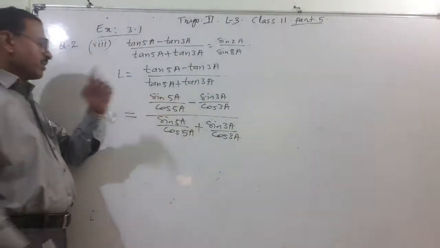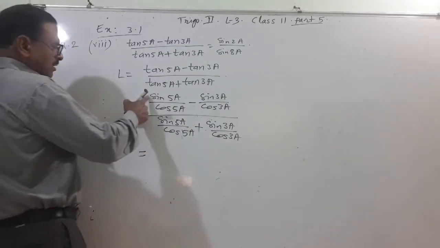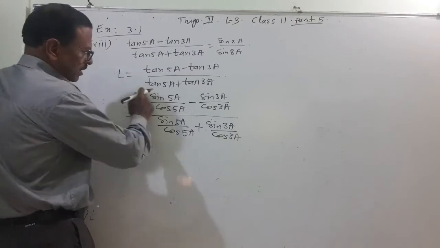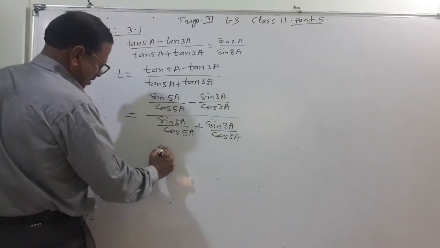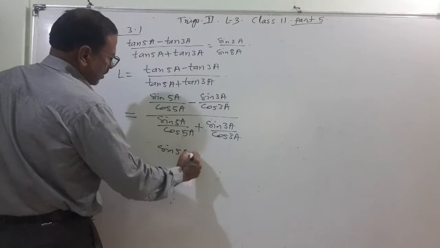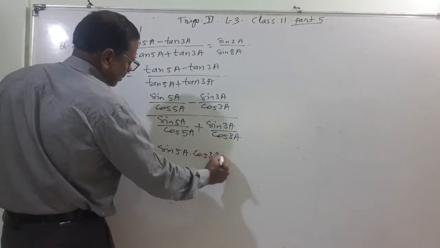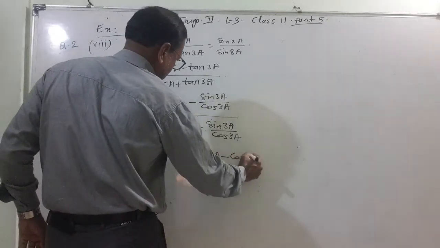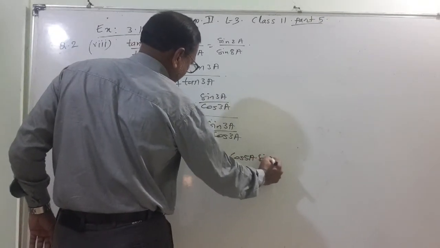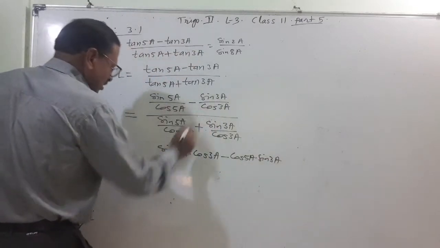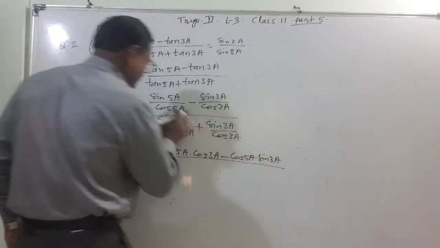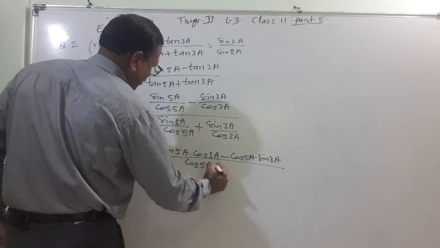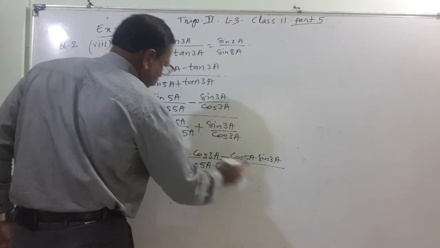Now we will do the cross multiplication. That is equal to sine 5A into cos 3A minus cos 5A into sine 3A, upon the product of these two, cos 5A into cos 3A. This is all the numerator.